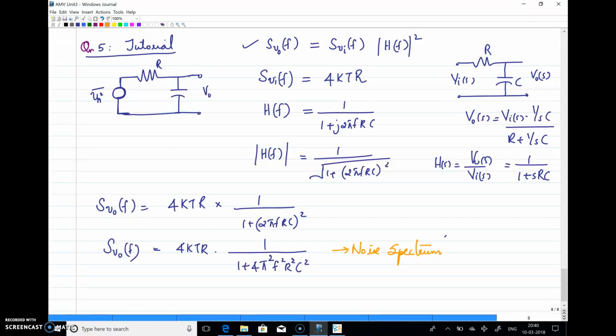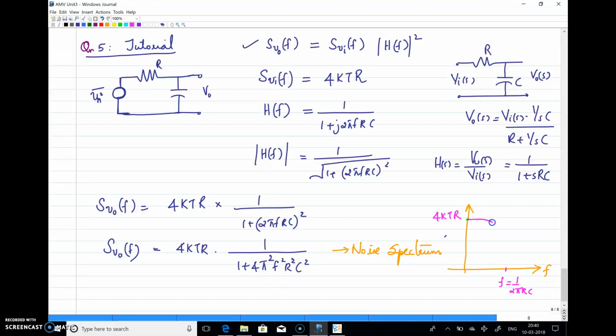This is a noise spectrum. This is actually a low pass spectral density. How you can plot the noise spectrum is, when F is equal to 0, the value is 4kT into R, and as F increases, at a particular value of F equal to 1 by 2 pi RC, the entire term becomes 1 by 2, so it is 2kT into R.